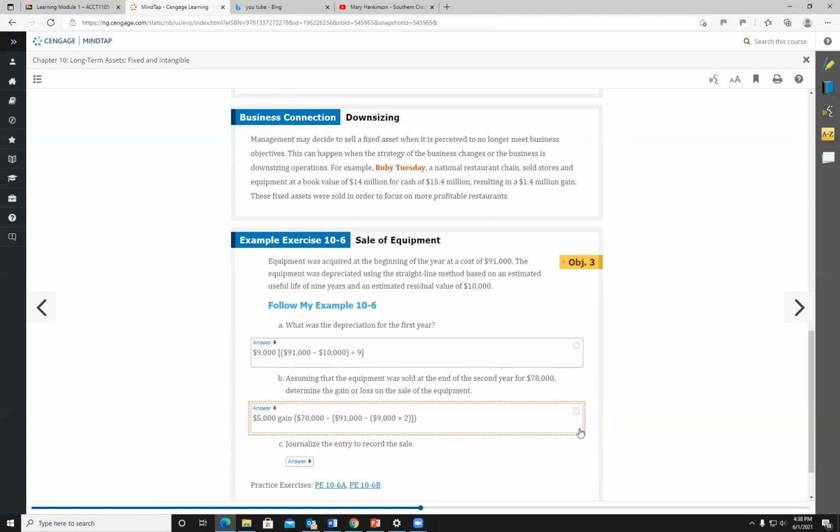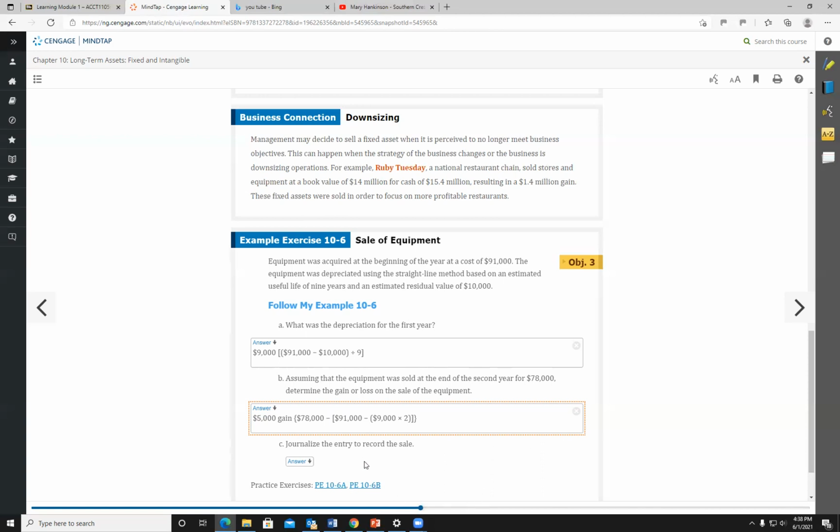And we sold it for $78,000. So that gave us a $5,000 gain. Again, the value of the equipment was $91,000. We know based on the straight line method, it declines $9,000 in depreciation each year. So $91,000 minus $18,000 is a book value of $73,000. And we sold it for $78,000. So that gave us a $5,000 gain.